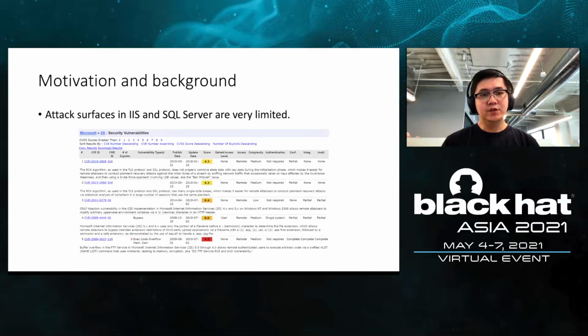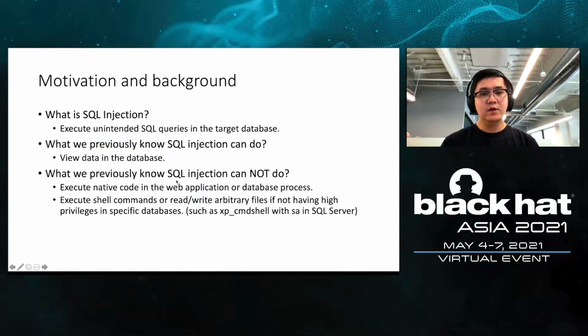Attack surface in IIS and the SQL Server is very limited, especially for memory corruption vulnerabilities. You can see in this figure, the last memory corruption vulnerability in IIS appeared in 2009, over 10 years ago. Attacking IIS and the SQL Server directly is much too difficult. So what if we have a SQL injection in advance?